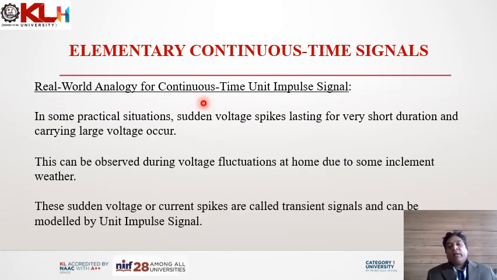What is a real world analogy for the impulse signal? In certain practical situations during some power outages, we will observe that when the power comes back, there will be a sudden large voltage spike lasting for a very short duration, like a very high voltage. These are called transient signals, and the impulse signal is used to model this type of transient signal.